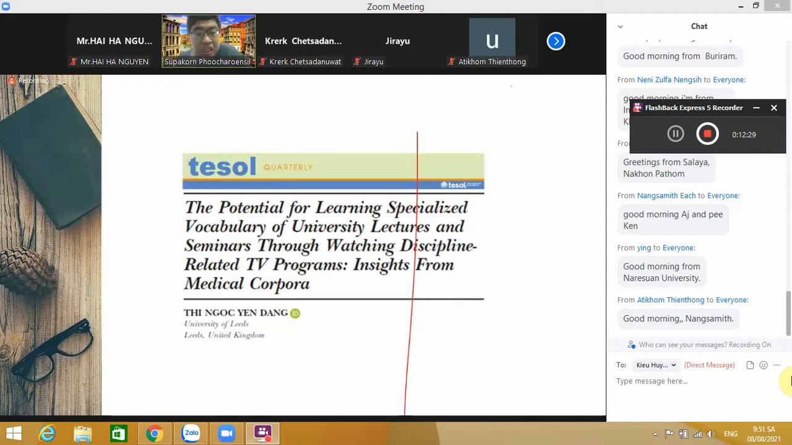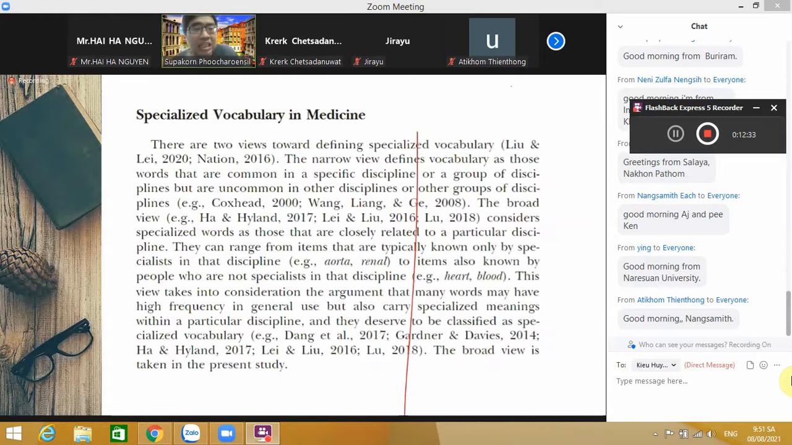And this study is based on a medical corpora. Okay, so you can see that. See here the way to write a literature review. There are 2 views toward defining specialized vocabulary. And then you have to cite big names like Dilin Liu, Paul Nation, who are big names in the field, right? This is to help support your own critical viewpoint.